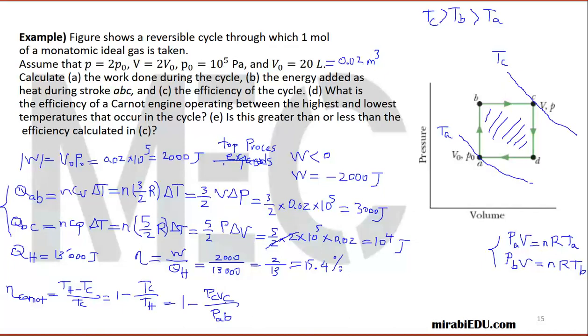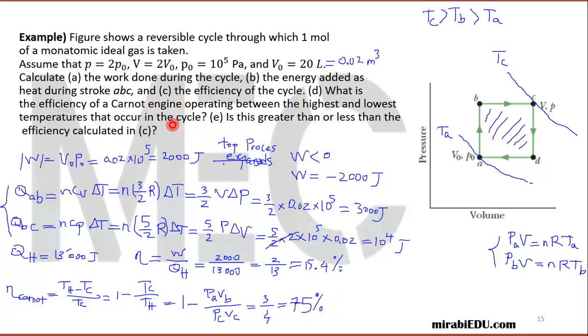I think I need to reverse this because cold is A, hot is C. So it must be PA VA over PC VC. So the pressure of point C is double the pressure at point A, and the volume is again double, so it is 1/4. So 1 minus 1/4 will be 3/4, or 75%. This is the Carnot efficiency, which is the maximum attainable efficiency in a heat engine, in this heat engine.